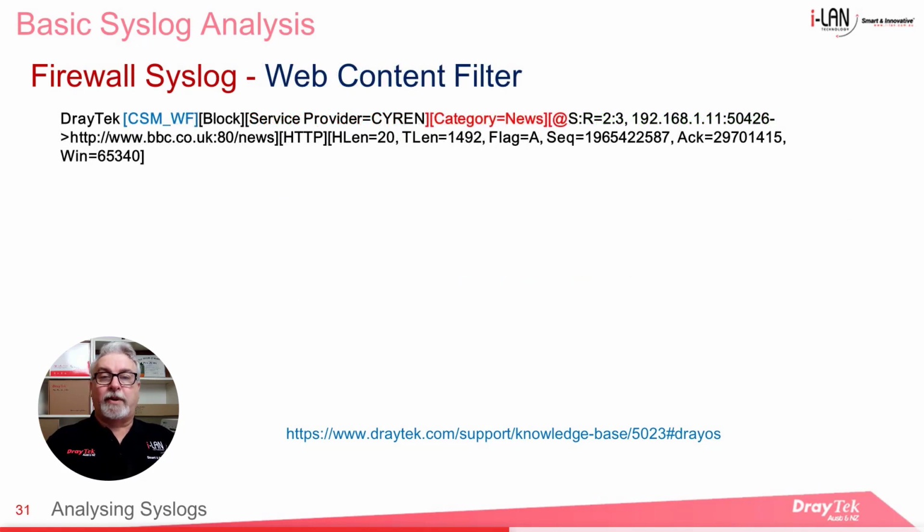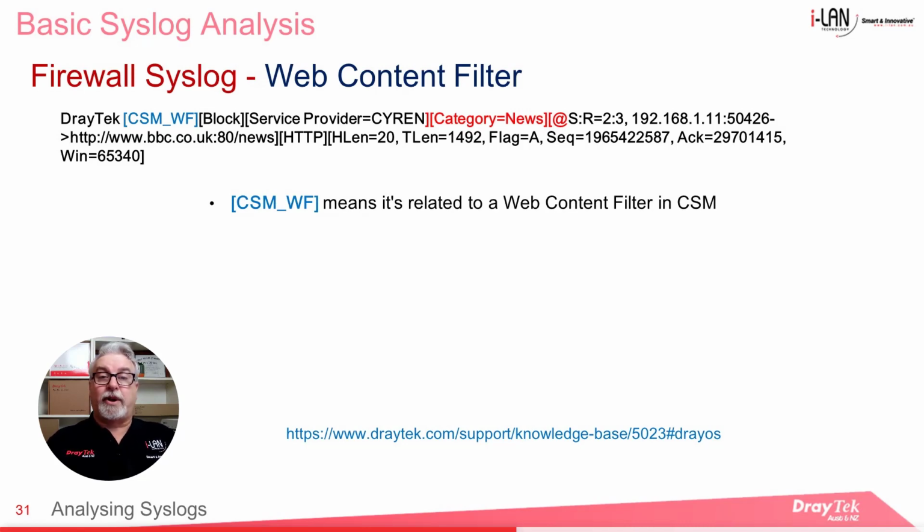Next up is the web content filter syslog. The first one in blue is CSM_WF. This means that this syslog is related to the web content filter in CSM. Next we have the section category equals news, shown in red. This means that the data packet matches the category news in the web content filter profile.